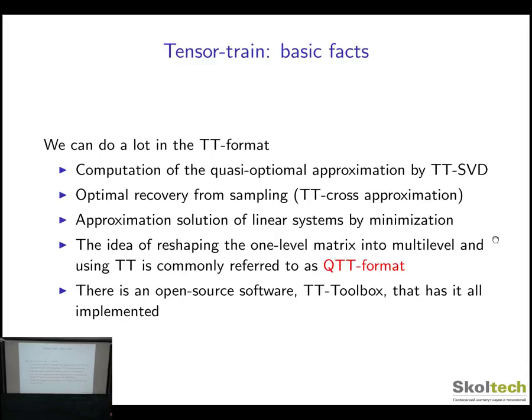So there is a very nice result which generalizes the matrix result: if you have a large matrix, but you know that the matrix has rank r, then you can recover it from r columns and r rows. This is the so-called skeleton decomposition. And there is a direct generalization of this from matrices to tensors. You can also compute approximate solutions of linear systems, which I will talk about later. And the QTT is what I already said, and we have software that everyone can use. Well, documentation is not the best, but it works, and it has all of these algorithms implemented.